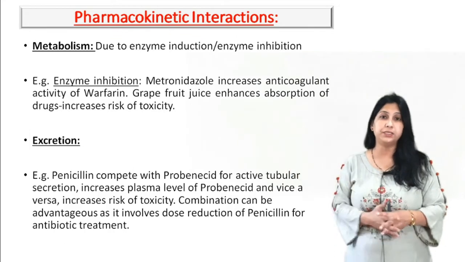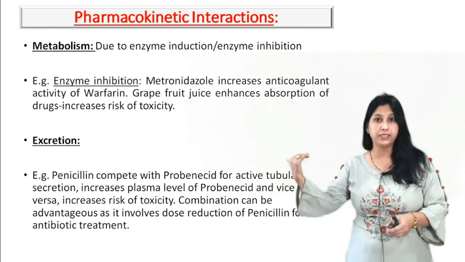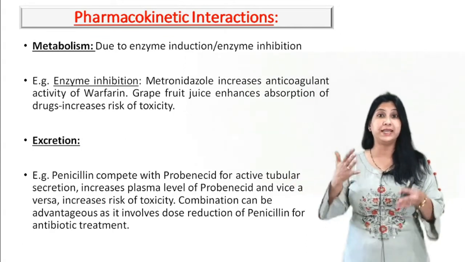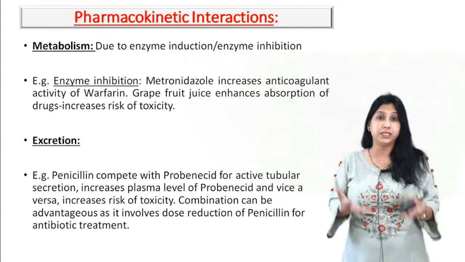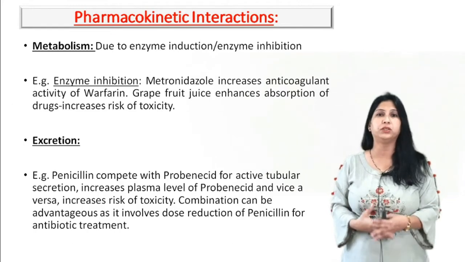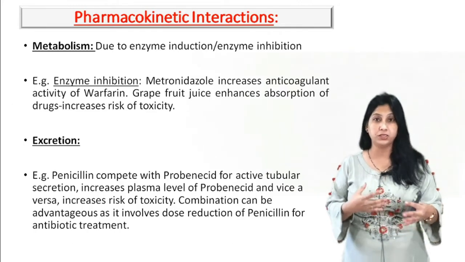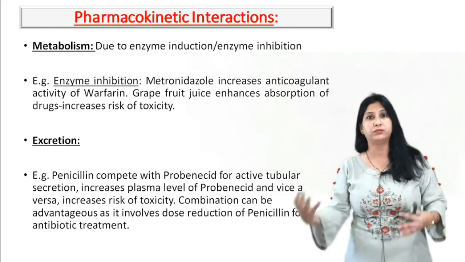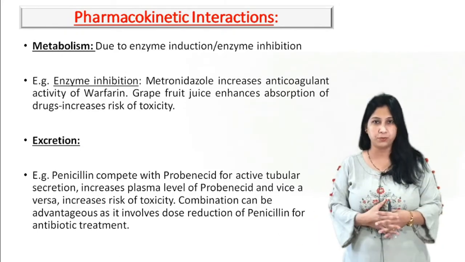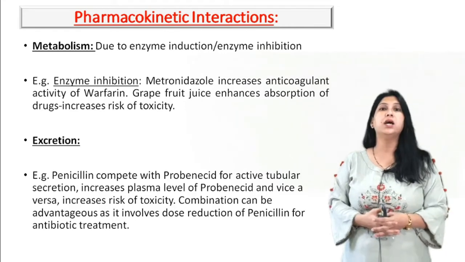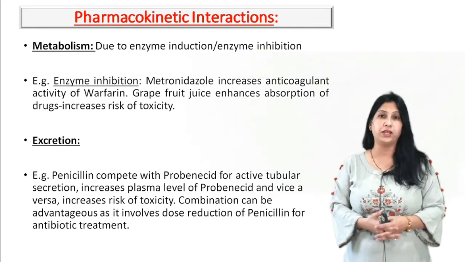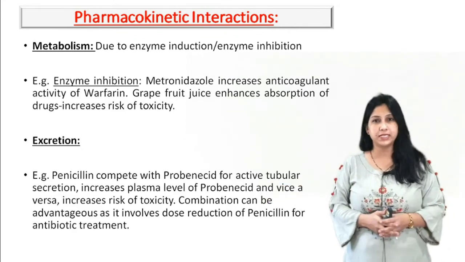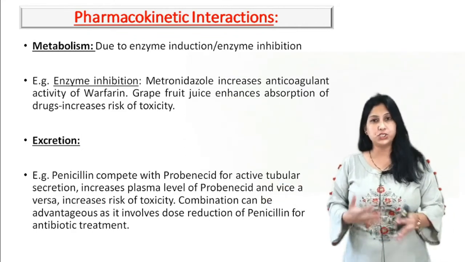Another example is related to food, and here I have taken the example of grapefruit juice. This juice inhibits the gut enzymes which are responsible for the metabolism of some drugs, and because of the gut enzyme inhibition, more of the drug is available for absorption, and this may result in the toxic effect of the drug. Let's see the example of excretion, how excretion can be affected.